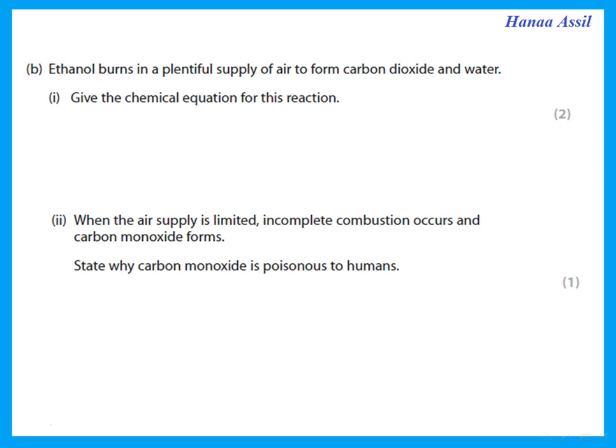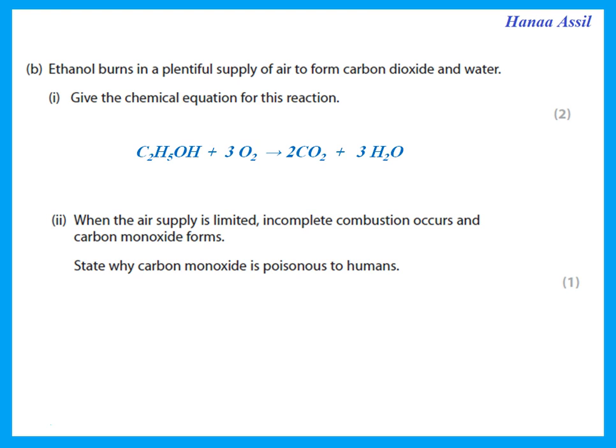Then he says ethanol burns in a plentiful supply of air to form carbon dioxide and water. So give the chemical equation. Again, I'm reminding you, chemical equation means symbol equation, balanced. So ethanol is usually written C2H5OH. It is reacting with oxygen. If it is a plentiful supply of air, as he says, well, he already tells me it should give carbon dioxide and water, and you need to balance the equation.